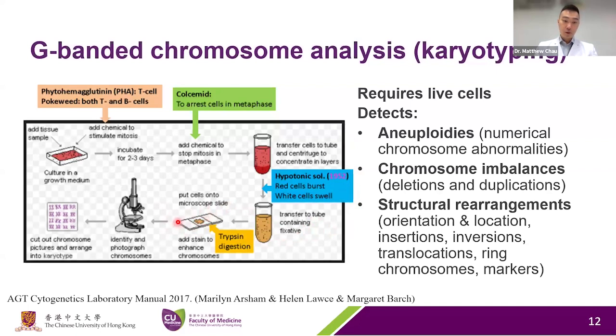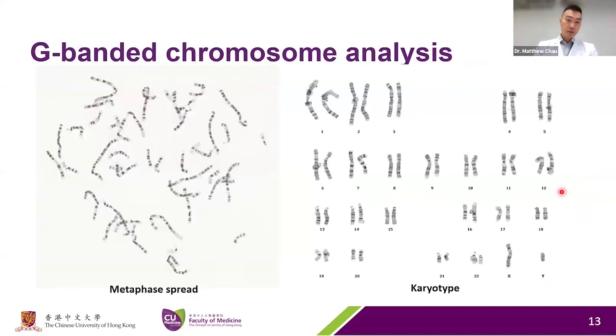And after that, we will use Giemsa staining to band the chromosomes so we have recognizable patterns to observe on the microscope. And we will identify numerical abnormalities, so abnormal chromosome numbers. We'll also identify deletions and duplications across the genome. And we can also identify rearrangements such as translocations, inversions, insertions, different abnormal chromosomes like ring and marker chromosomes, and so on.